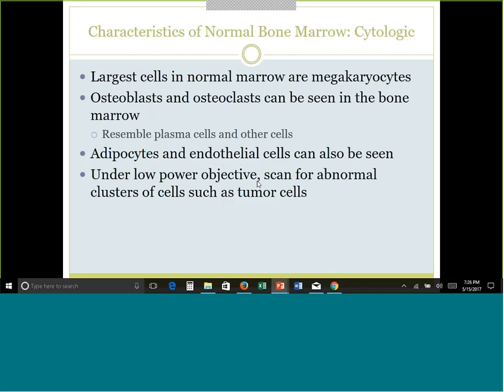Make sure that you're scanning around, making sure there are no tumor cells, no bunching of cells in a cluster. That often indicates tumor-like cells happening when they bunch together and cluster.